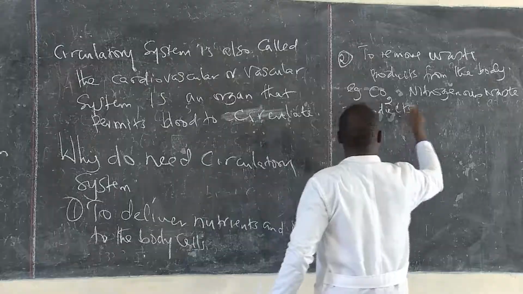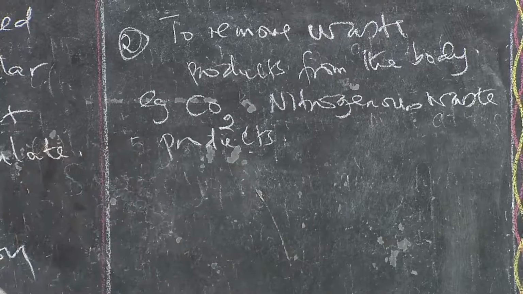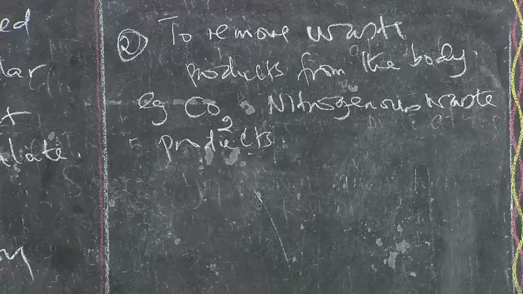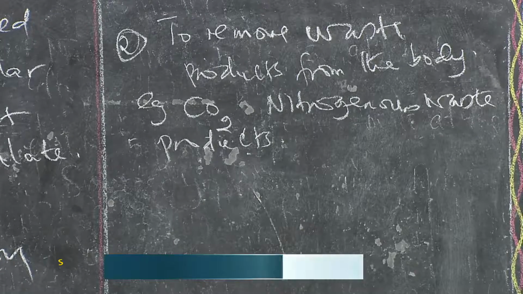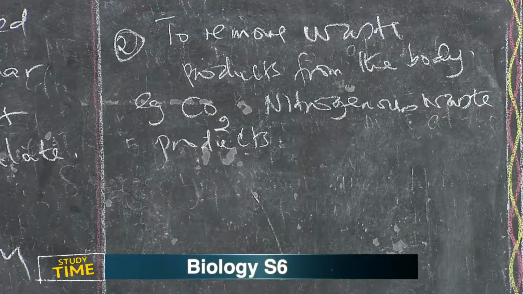Because once this accumulates in the blood, it has to be detected by what you call osmoregulating detectors. And after it is detected, it has to be removed.